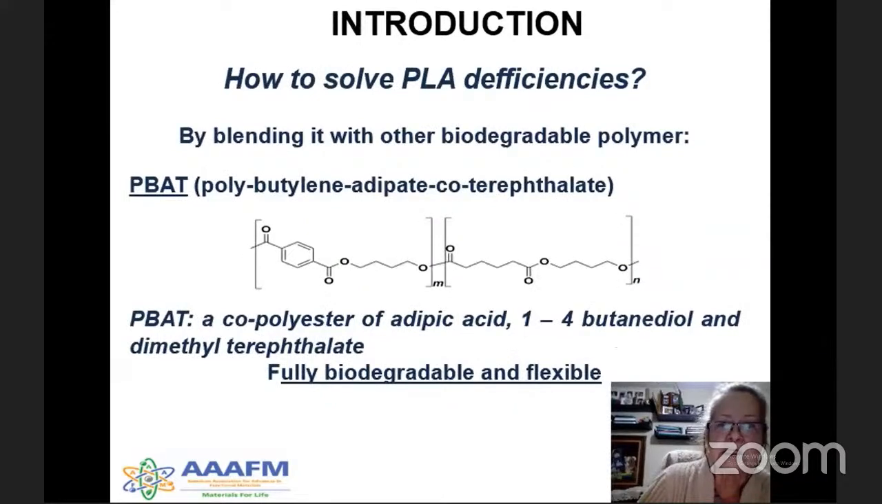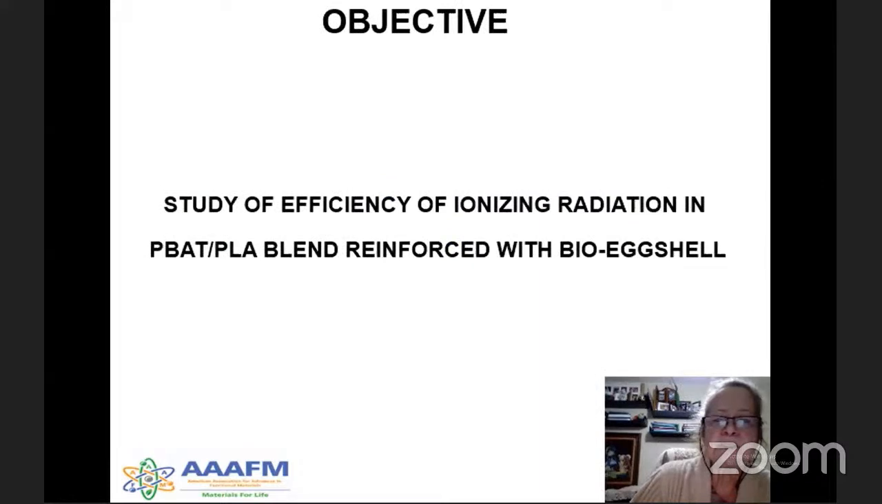To solve this PLA deficiency, we have to blend it with another biodegradable polymer. Here we chose PBAT. It is polybutylene adipate terephthalate, and it is completely biodegradable and flexible. This is our objective.